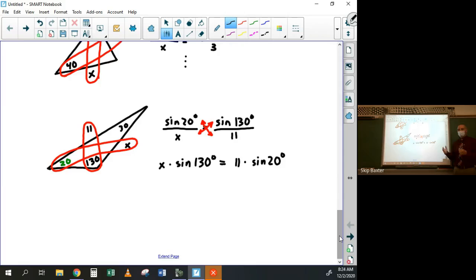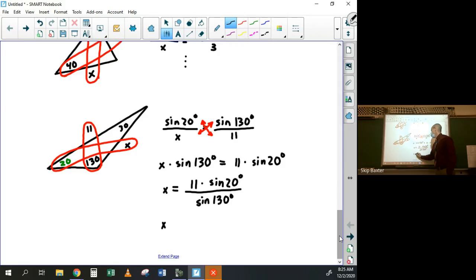Instead of getting an answer like 5.6, you might get 5.5 or 5.7, just because that error you created early in the problem just gets worse as the problem goes on. So avoid doing that. Don't use your calculator until the very end of the problem. So this ends up being x equals, right? If we're trying to get x by itself and it's x times a bunch of stuff, just divide by that stuff. So this is going to be 11 times the sine of 20 degrees divided by the sine of 130.